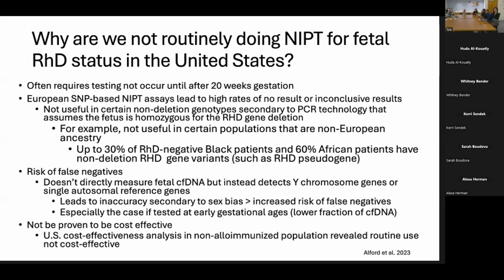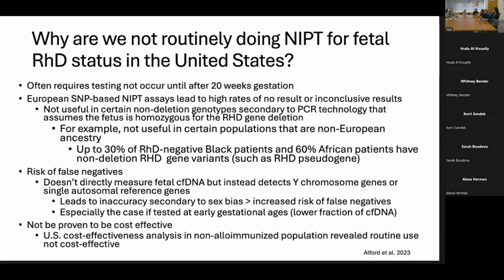So it's important to understand that the technology that is used in Europe cannot be used in the same way in the United States, and we'll get into why. So first, there are some downsides to it. Often the testing isn't done until after 20 weeks gestation. And so you're catching it late in the game. The European SNP-based NIPT assays lead to high rates of no result or inconclusive results.